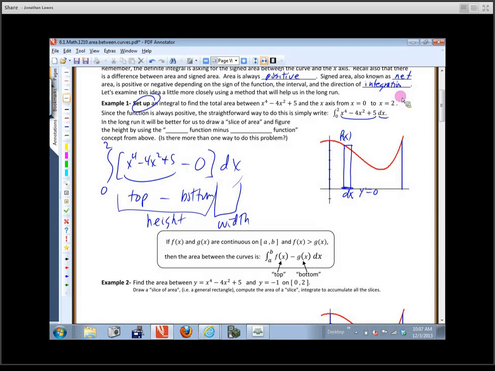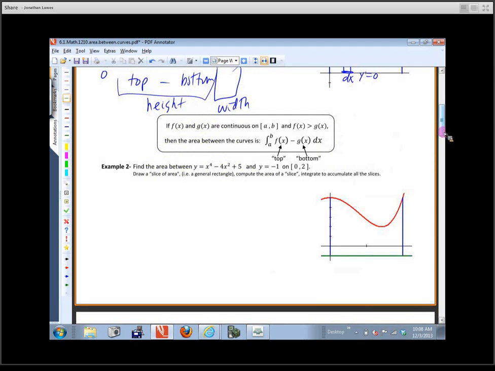The fact that we can figure out how tall this rectangle is by figuring out where is the top of the rectangle. It's up here at f of x on the curve, and the bottom of the rectangle is on the x-axis. It's at 0. So if I want to know the distance from the top to the bottom, I take the top and I subtract the bottom. Does that make sense? Okay. So we can apply that idea to any set of functions.